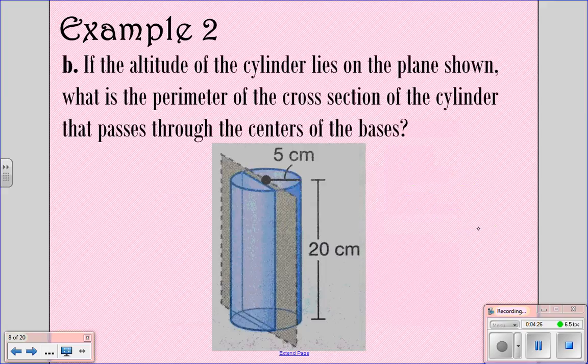Let's look at another one. The altitude of the cylinder lies on the plane shown. We want to find the perimeter of the cross section. Well, the perimeter, I'm going to do it in red so you can see it a little bit better, of our cross section. The cross section is this one that I'm outlining in red.